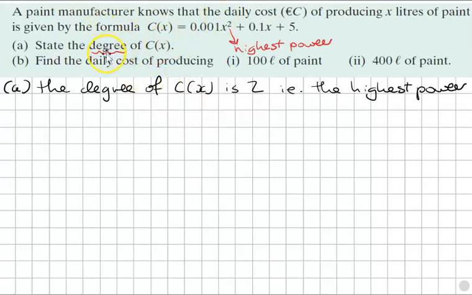So we want to state the degree of C of x. So that means we need to write down the highest power. So we can see x squared is our highest power. So the degree of C of x is 2, i.e. the highest power.